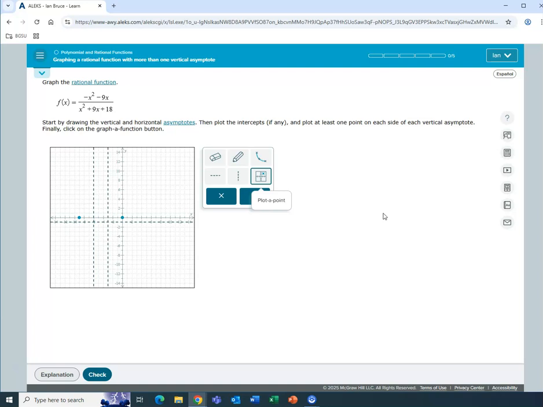Now that we have both our x and y intercepts plotted, we are now going to plot additional points on each side of the vertical asymptote. So for this, I'm going to choose -7, -5, -6, -4, -2, and -3.